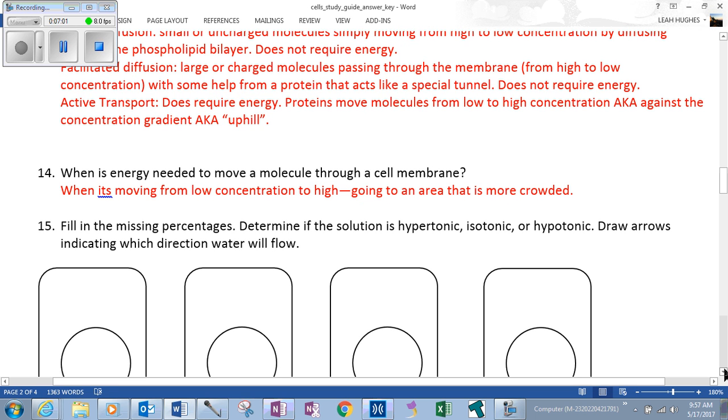Number 14: when is energy needed to move a molecule through a cell membrane? When it's moving from low concentration to high, going to an area that is more crowded.